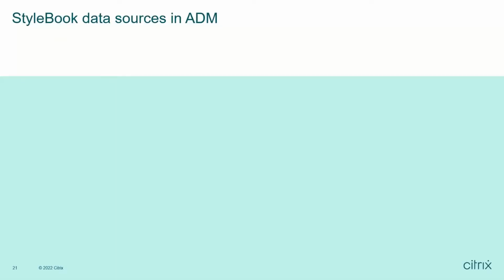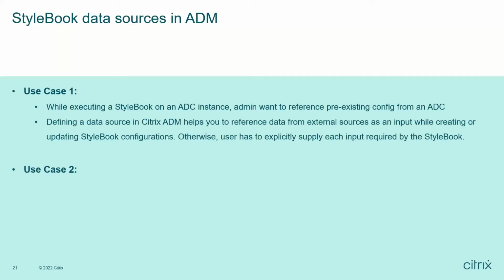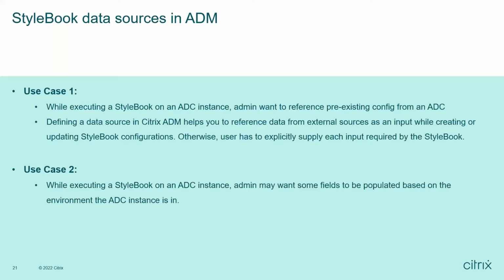So when you already have an entity existing in the ADC, you may want to reuse or reference that particular entity because you will not want to create it again using the newer stylebook. So when you're executing a stylebook on that ADC and you want to reference a pre-existing entity, earlier this could not be done because stylebook was the whole and sole owner of the app config and you needed to create it using the newer stylebook. Now we've given an ability to reference these existing entities so that you can reference and use them in the new stylebook which you're developing. So this is one use case wherein this data source is helpful.